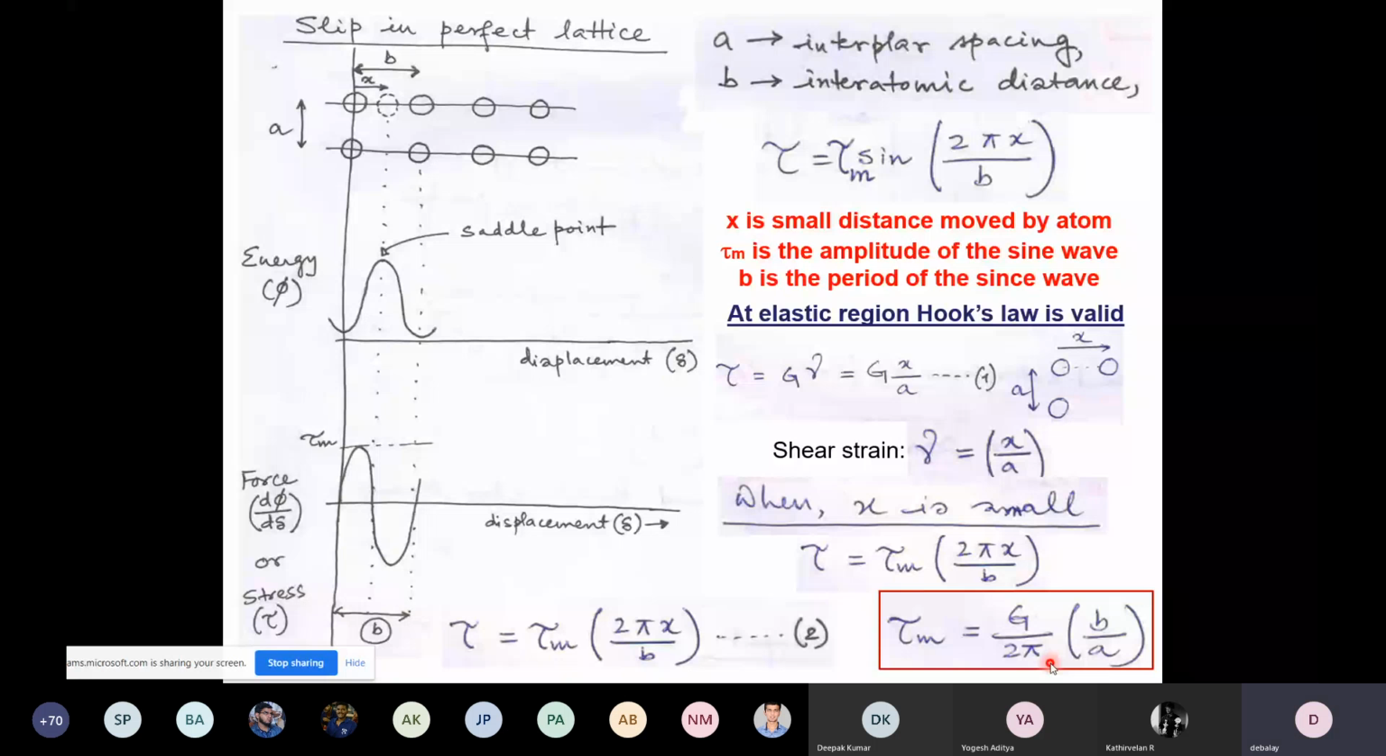Yes. So it tells that for slip to occur, b has to be minimum and a has to be maximum. Interplanar spacing a has to be maximum and b, the interatomic distance, has to be minimum. So that defines very clearly which combination will be your slip system. What critical resolved shear stress tells us is whether slip will actually happen on that slip system or not.